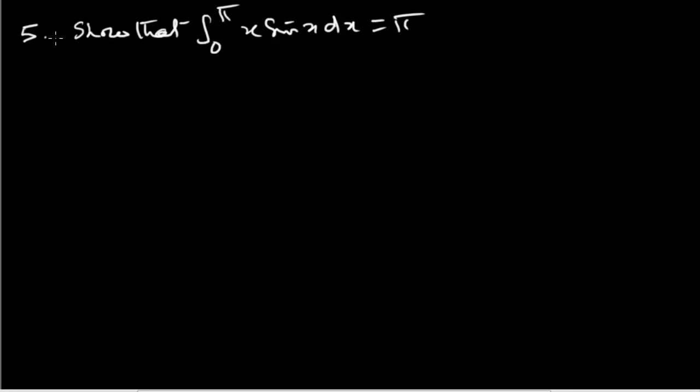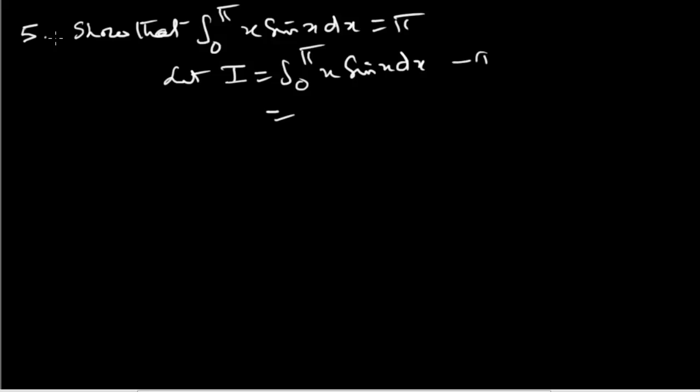Next, fifth problem. Show that, hereafter the answers will be given. Show that integral 0 to pi x sin x dx is equal to pi. You can use by parts and work out this problem as pi, but we shall use this fourth theorem and then work out. Let I is equal to integral 0 to pi x sin x dx. Call this one as 1.